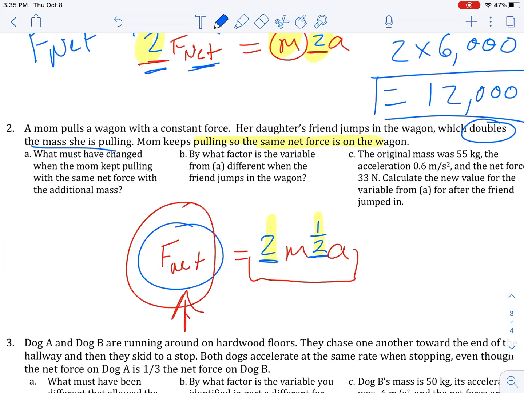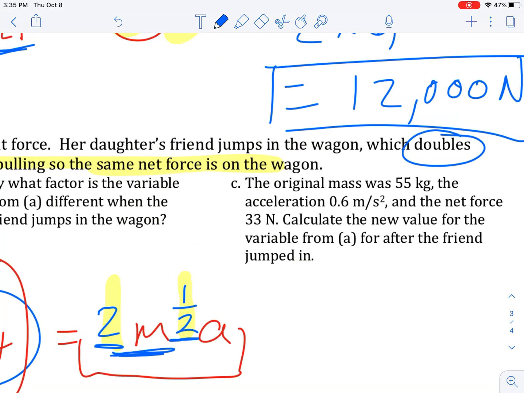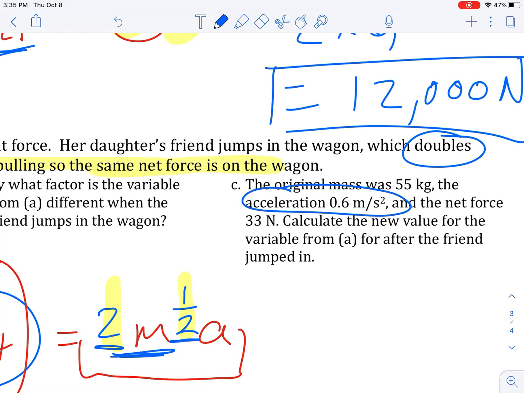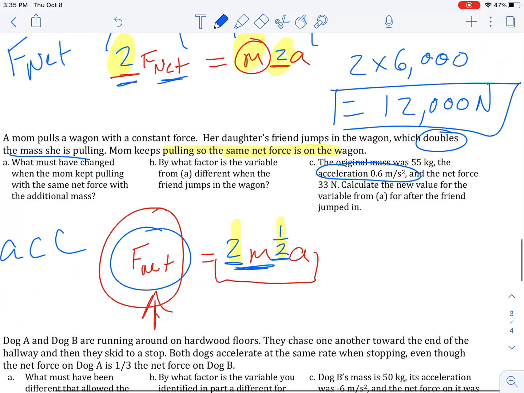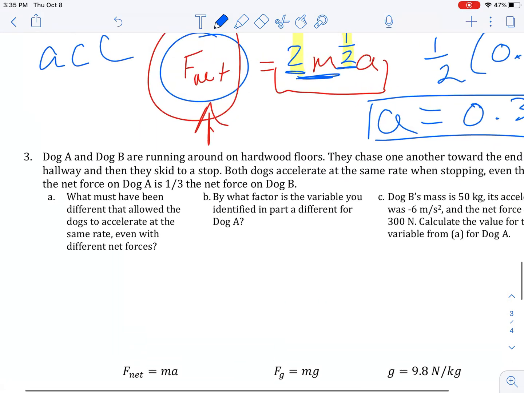There we go. So we were told that the mass doubled. So what else changed? We discovered the acceleration changed. So acceleration also changed, and it changed by a factor of 1/2. So let's find the acceleration in here, and we're going to take 1/2 of it. So 1/2 of 0.6 is, so acceleration is 0.3 meters per second squared. There you go.